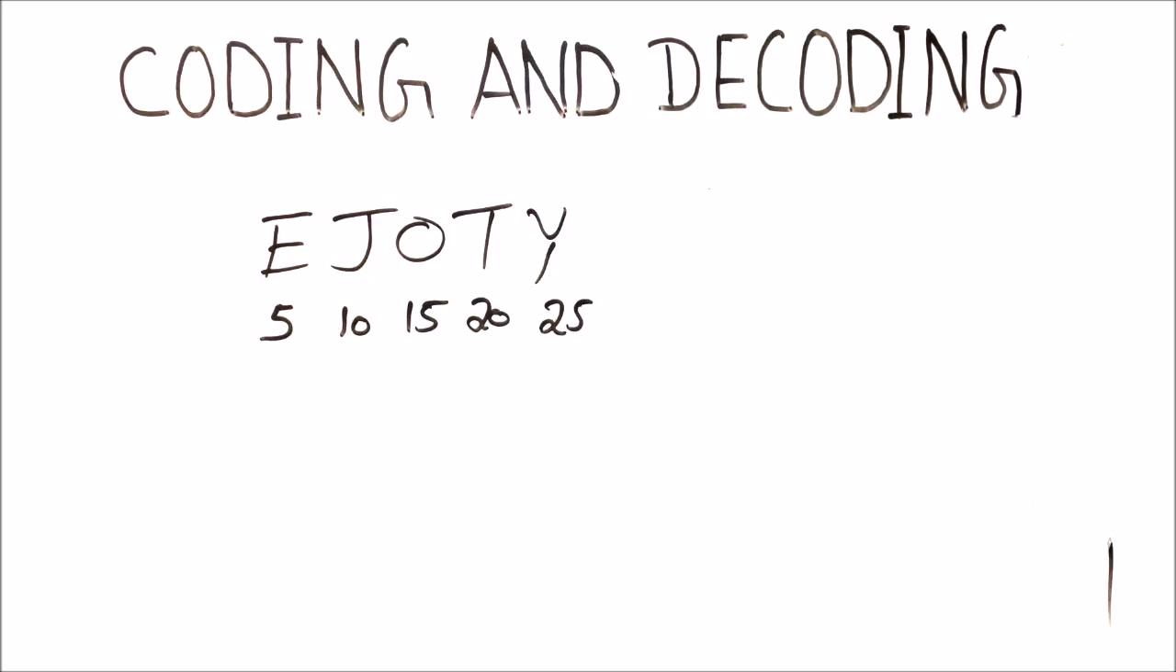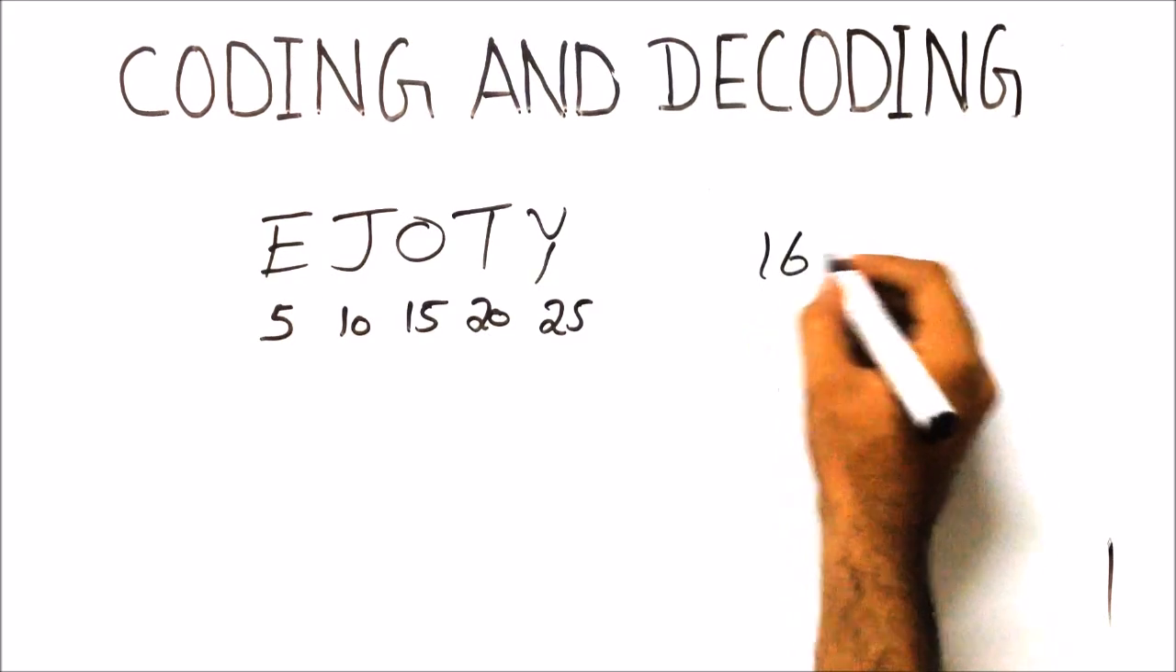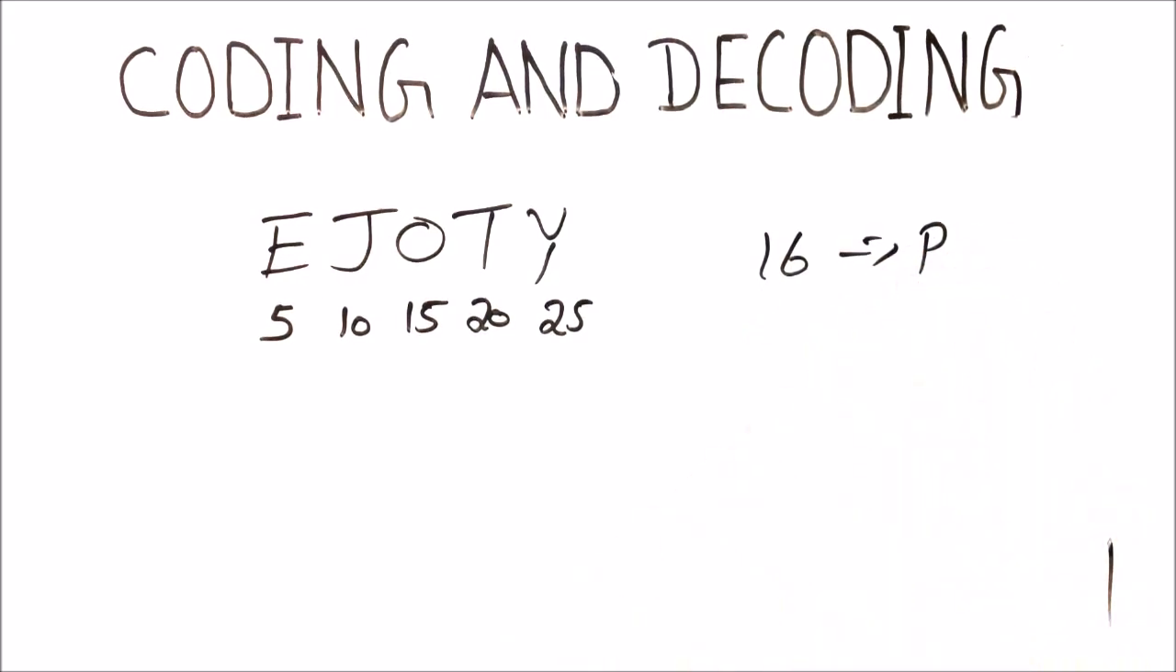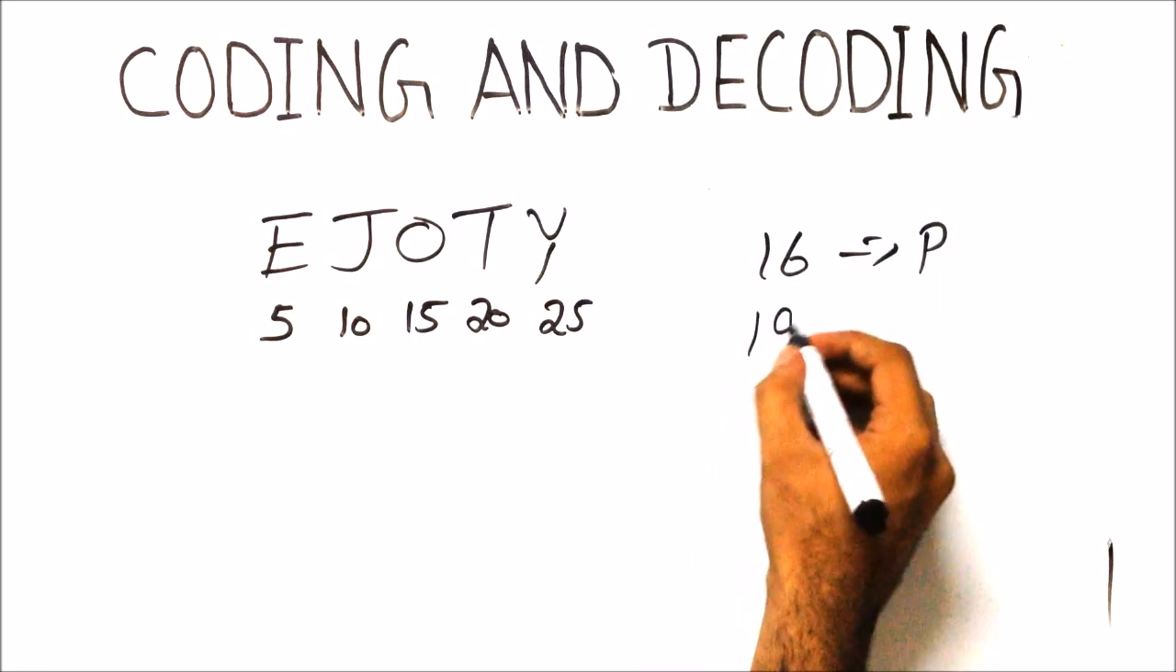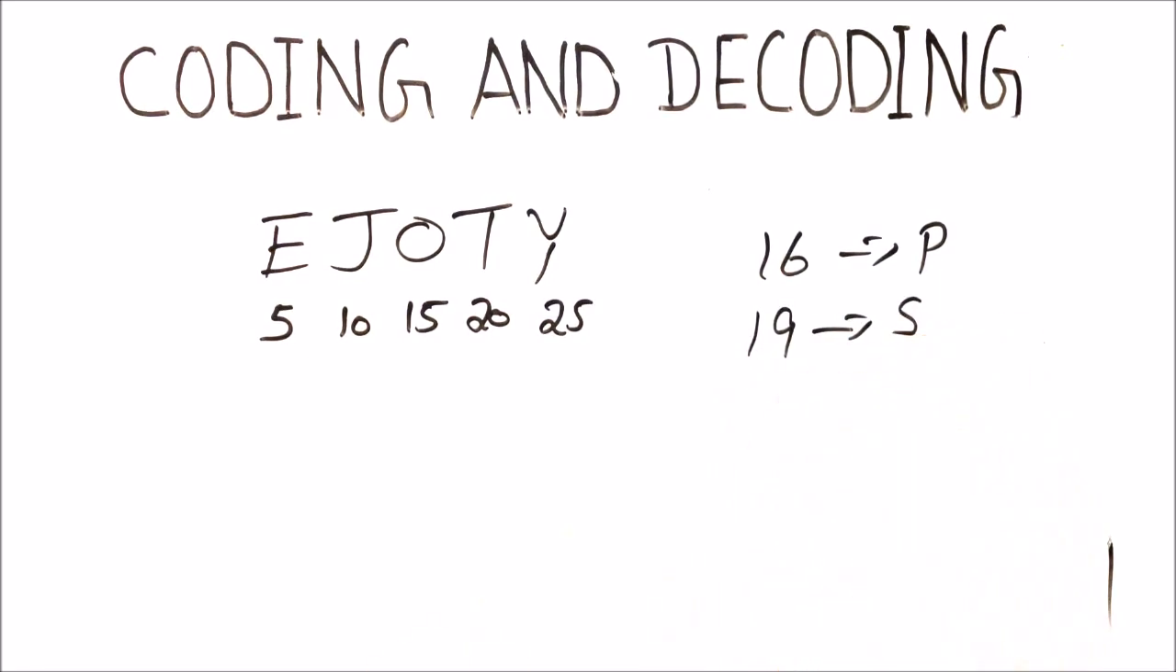For example, if I ask you at which place P comes, you can easily say that O comes at 15th and hence P comes at 16th, because P succeeds O, that is after O. If somebody asks you at which place S comes, you can easily tell that it is after T, so S comes at 19th place. You can easily say that.